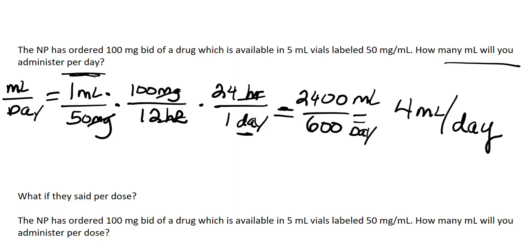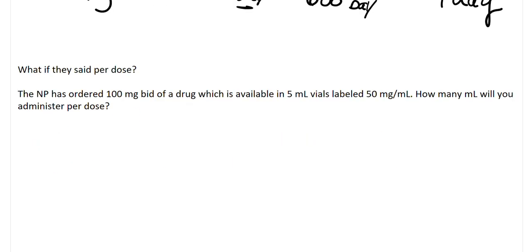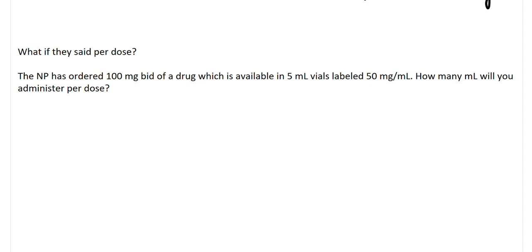Now, what if they said per dose? We're going to take the same problem. The nurse practitioner has ordered 100 milligrams BID of a drug which is available in 5 milliliter vials labeled 50 milligram per milliliter. How many milliliters will you administer per dose? Okay, per dose. We did per day. So this one is asking per dose, which is the same as just asking how many milliliters, right?